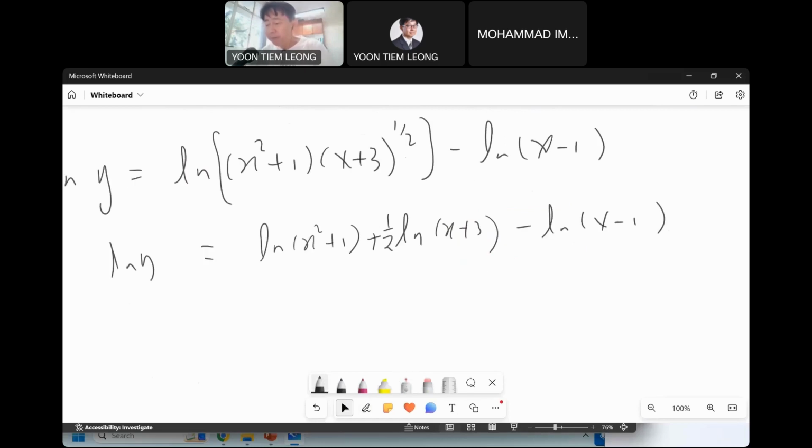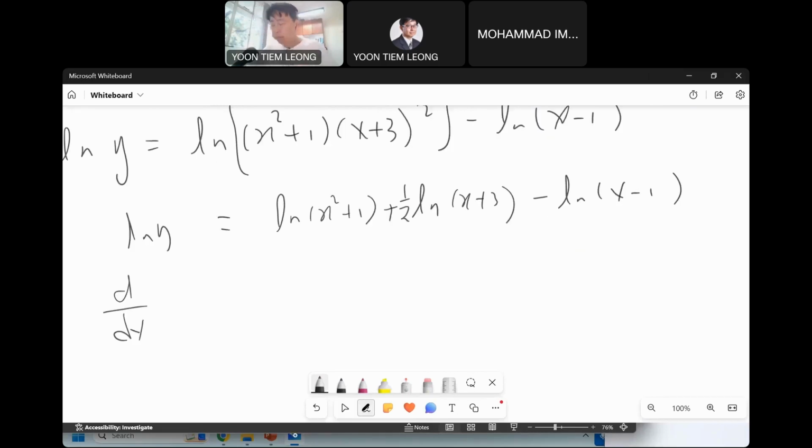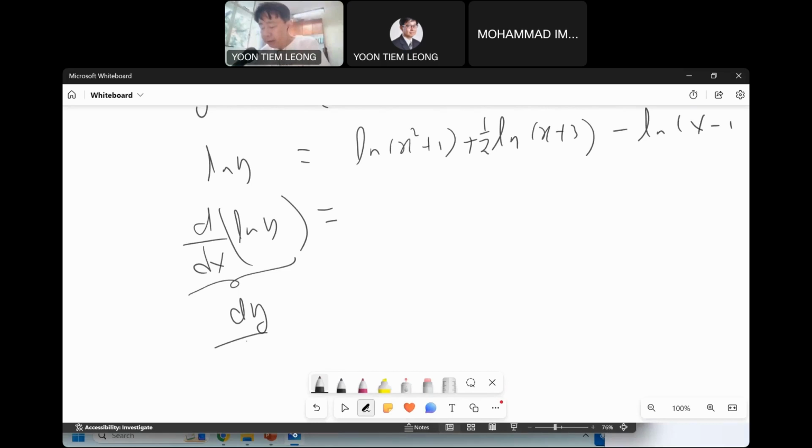So you effectively have converted the expression of the function y into the addition of three log terms. Addition of three log terms is easier to deal with than the product or the division of three terms. So you can then easily take the derivative of the equation. You take the derivative on the left-hand side, and you apply the chain rule to the left-hand side. Then you have dy dx, and then you have 1 over y.